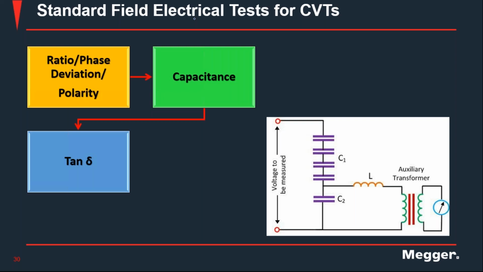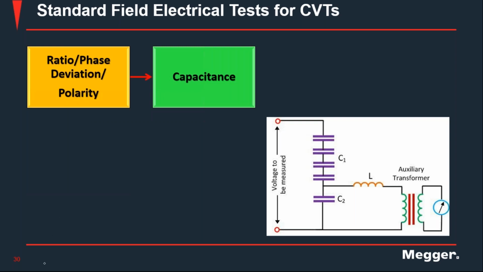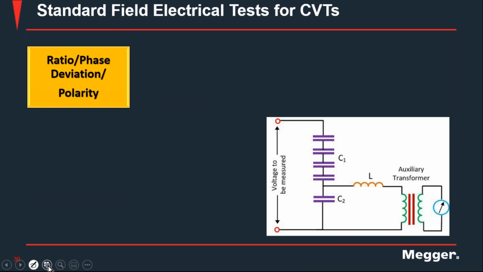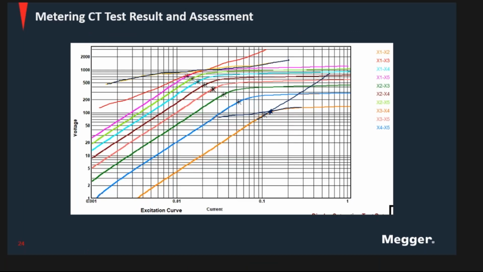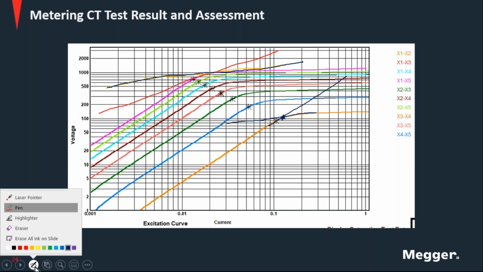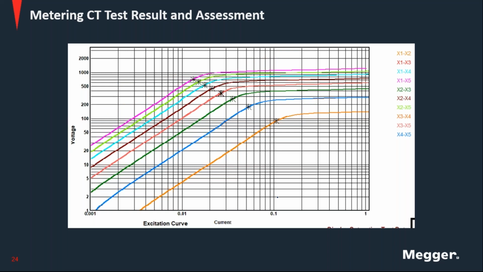Once you get your knee points from your measurements, you want to make sure you are operating within the linear performance of that CT. If you can help me show a saturation curve, what we're looking at, again, is to make sure that whatever our operating conditions are, we are within the linearity of that instrument transformer. Of course, to make sure that whatever we are getting on the secondary is a proportional representation of our primary value.